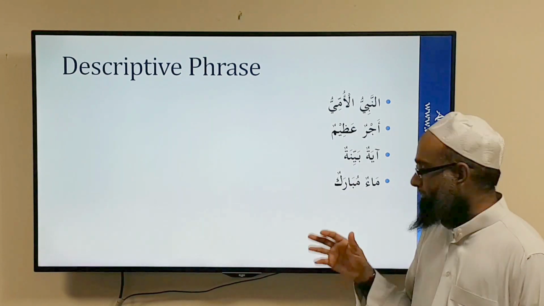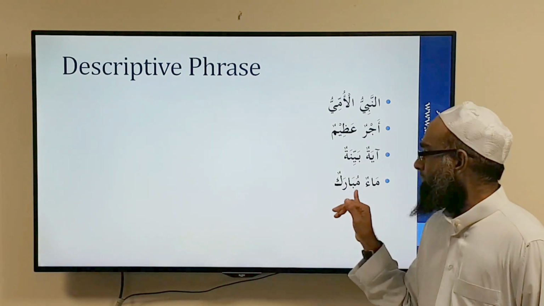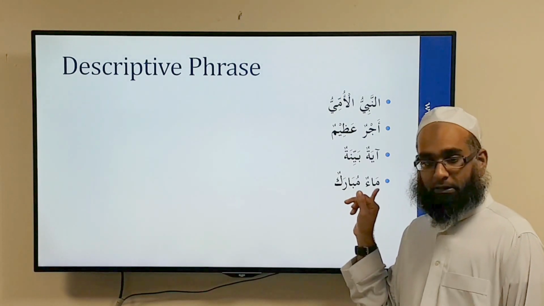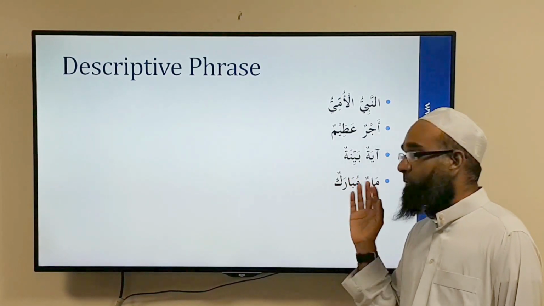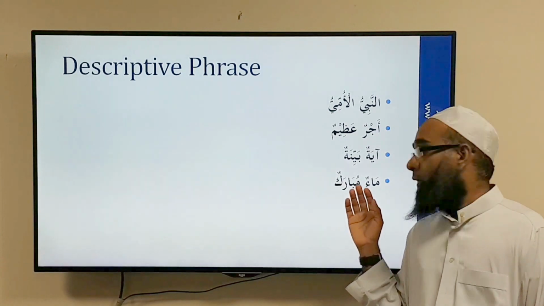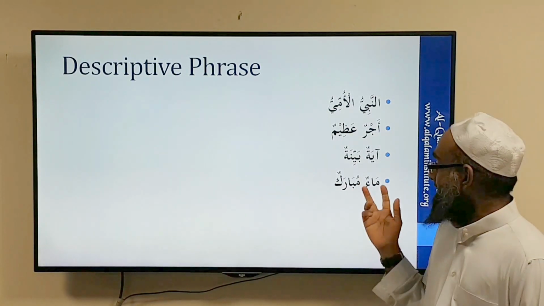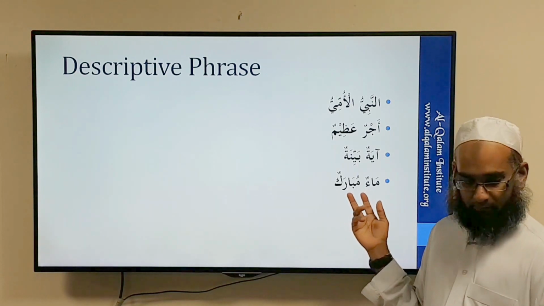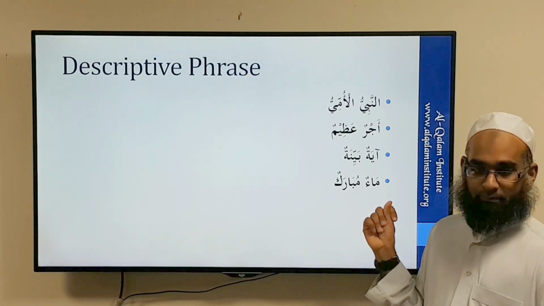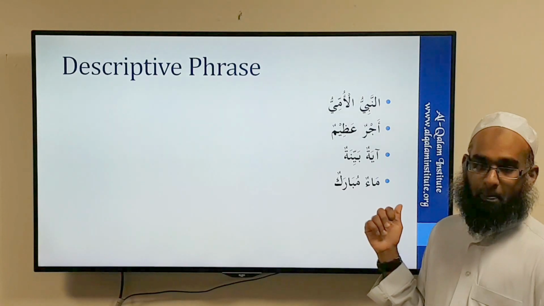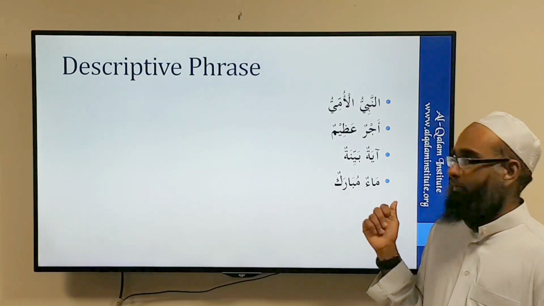This is blessed water on its own. We'll discuss the detailed translation later on. So blessed water. Is this noun adjective or mubtada khabar? Noun adjective. Why is it noun adjective? Because they both match in definiteness, which is they're both indefinite. Both have a similar i'rab. They both match in number, wahid, and they're both mudhakkar gender.